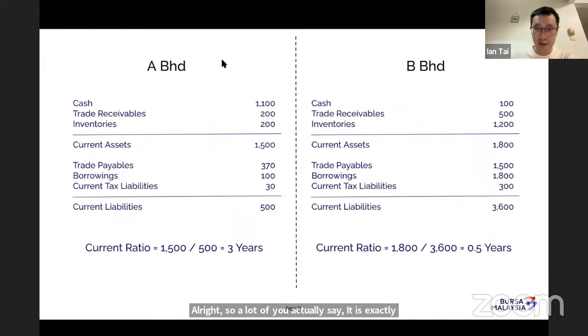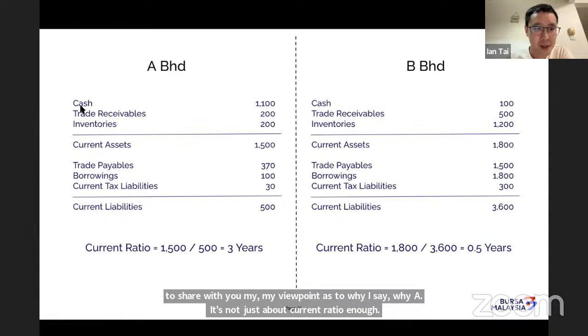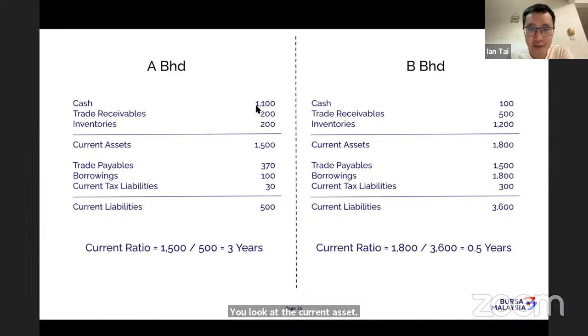Why? I'm going to share with you some bonus, my pandangan lah, my viewpoint as to why I say Aberhard. It's not just about the current ratio. You look at the current asset, you see here cash. Most of the current asset consists of cash. So if it chooses to use cash to pay out dividends to investors, it can do so.